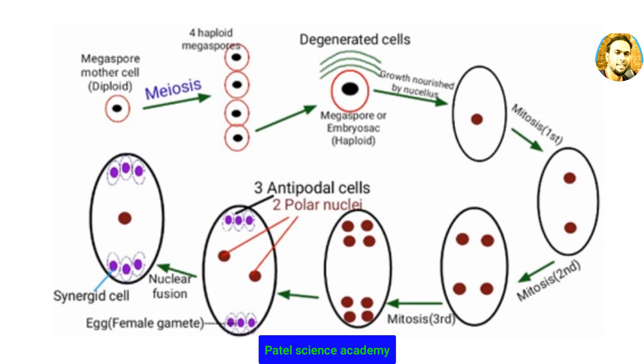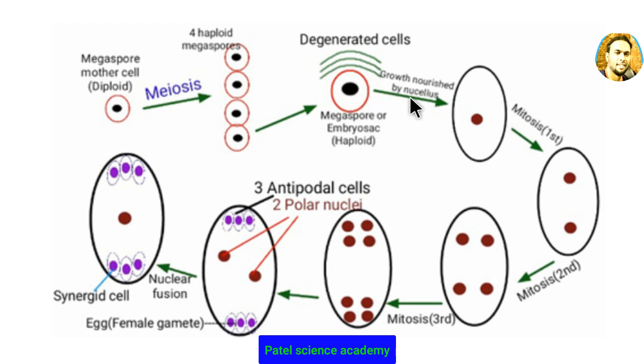So let's have a look from beginning till end how this embryo sac structure, the female gametophyte, is developed from a megaspore. So I started with the megaspore mother cell, which is diploid. This one, by the process of meiosis cell division, converts into 4 linear tetrad. Out of this 4 tetrad, 3, this one and this one, degenerate, and only one remains, this one.